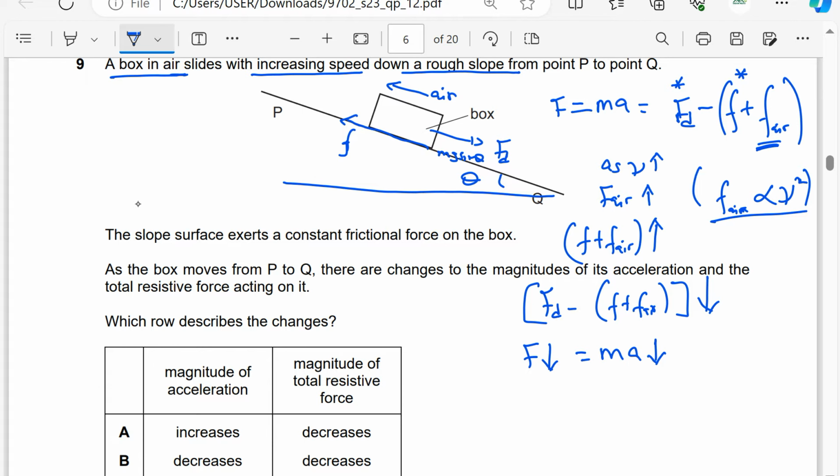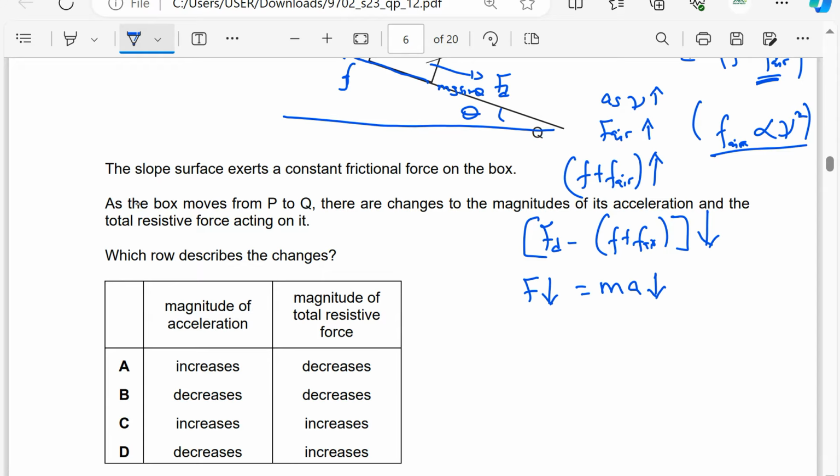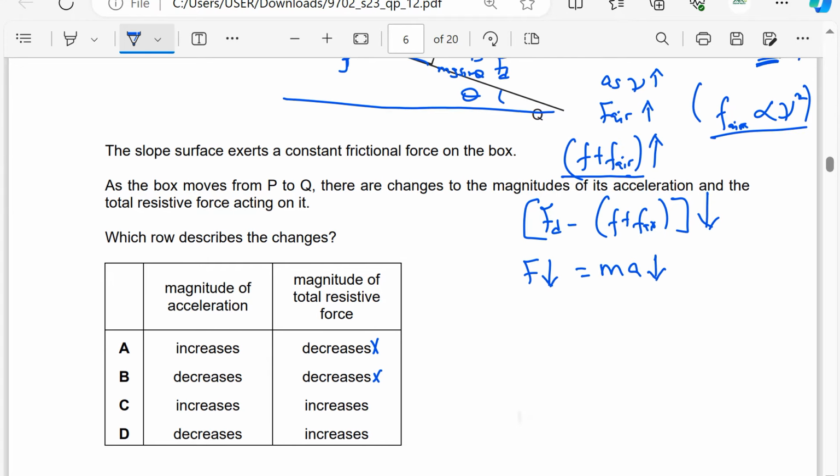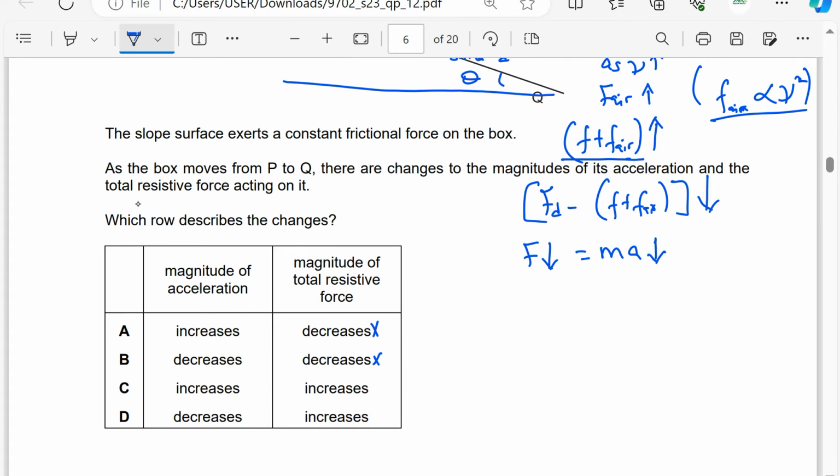So let's see what the question wants. As the box moves from P to Q, there are changes to the magnitudes of its acceleration and the total resistive force acting on it. Which row describes the changes? We have seen the total resistive force increases because the force due to air resistance increases, so the sum becomes greater. So we ignore A and B because total resistive force increases. Then the acceleration automatically decreases because the difference, the forward force minus the resistive force, becomes smaller. And remember that difference is the resultant. So the answer is going to be automatically D.